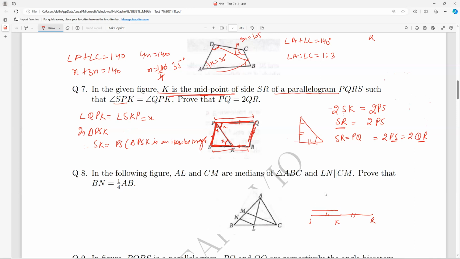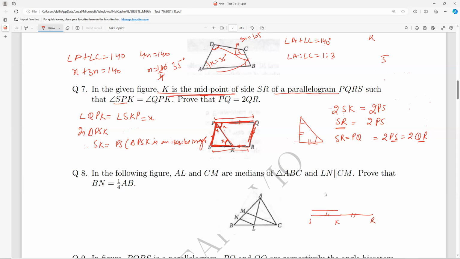Sir, how did you get 2SK? I'm just multiplying it. For example, I can multiply it, we have the choice. If I multiply both sides, you understood that SK and PS are equal. Yes. Why? Because this angle is equal to this angle, we have proved. And how did we prove? Let me explain one more time. This angle is equal to this angle, it is given.